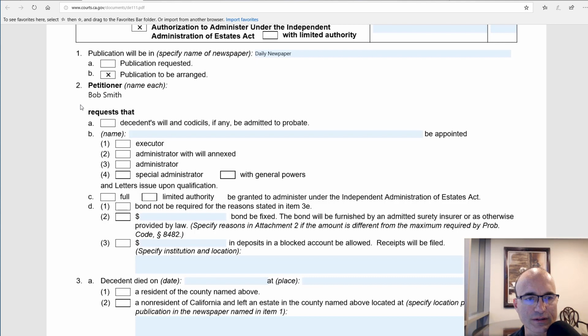He is the petitioner. He's the one who's filing this and asking that the court take whatever action is included in this petition. And he's requesting that decedent's will and codicil, if any, be admitted to probate, and whoever the named executor is. So we're going to say that Bob Smith is the named executor. We'll type his name in there, and he's going to be the executor.